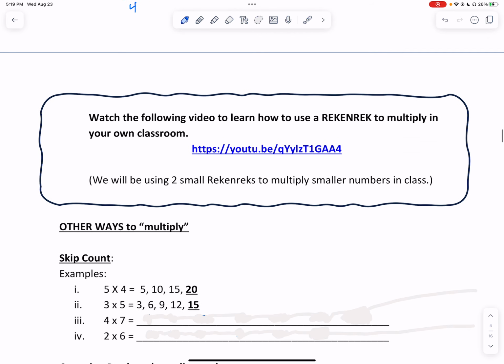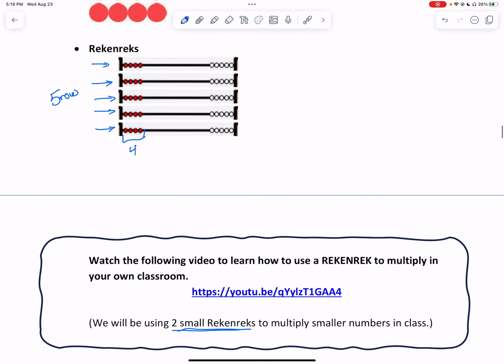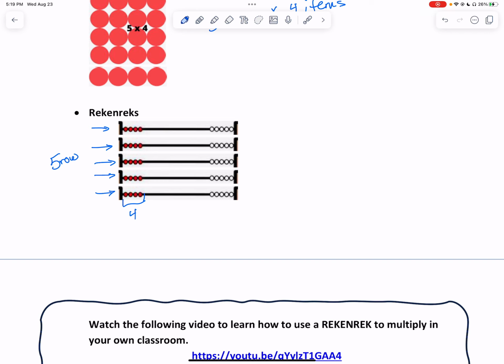So you can watch this video to learn how to use Reckon Recs to multiply in your own classroom. Now the key is we are only going to be in the classroom. I only have 2 Reckon Recs for each group, right? So like this one right here, we have 2 Reckon Recs for each group. So that means I can only go this far. Okay, in our class, that's all we have the manipulatives for, right?